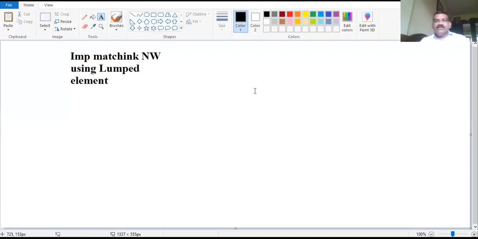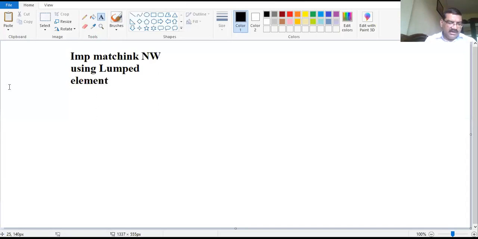So we will start with this impedance matching network with a specific problem. Here, impedance matching network using lumped elements, we had discussed the basic background for this. Now we will go for the specific problem. Okay, lumped element, that is the L section network.